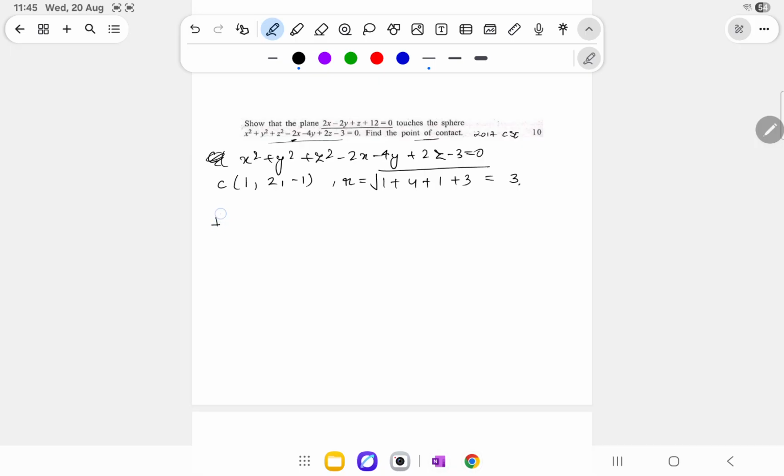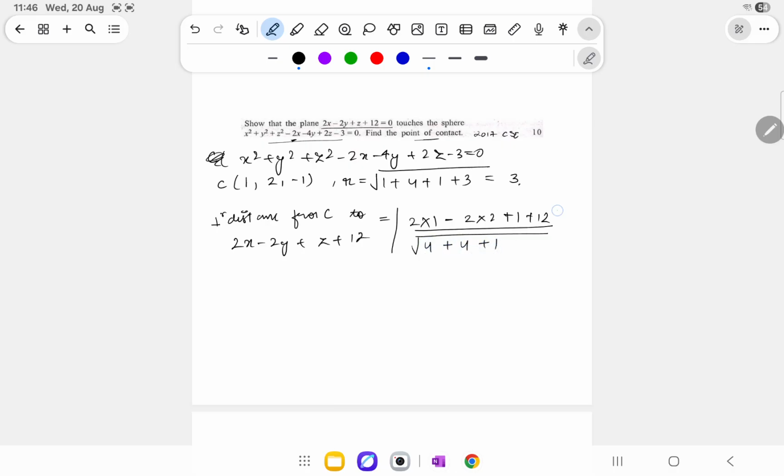So the perpendicular distance from C to 2x minus 2y plus z plus 12 is equal to 2 into 1 minus 2 into 2 plus 1 plus 12 divided by under root 4 plus 4 plus 1, which is basically 2 minus 4 plus 13 divided by 3, which is 13 plus 2. Here it will be minus 1. So it is 14 minus 5. Minus 4, 2. Here it is 11. 11 plus 2 minus 4, it is 9 by 3, which is basically equal to 3. So the perpendicular distance between the center of the sphere and the tangent plane is equal to the radius, so it touches the sphere.